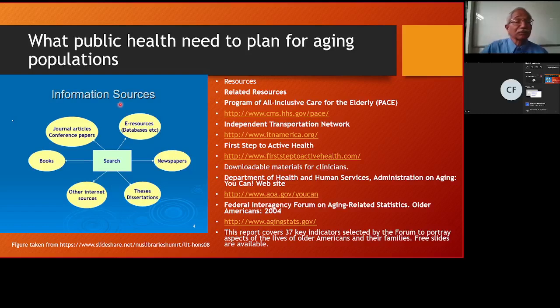So there are several resources which have been developed for the aging population. There are journal articles, conference papers, e-resources, and a lot of databases available. Newspapers are continuously writing articles. There are theses and dissertations. Many people are doing their PhDs on the geriatric population and how it can be helpful to them. Many books are coming up.